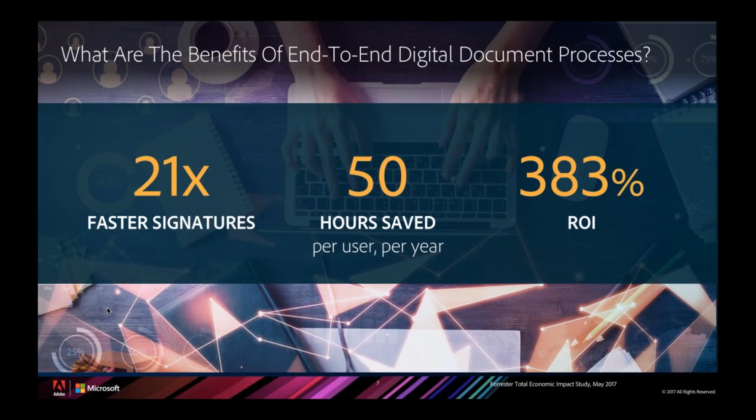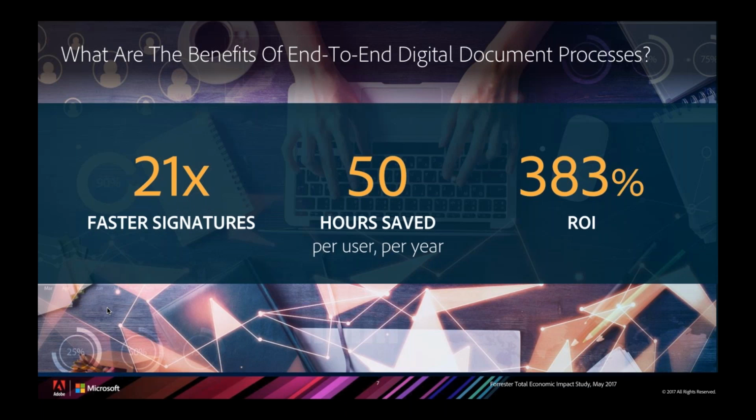And so now let's turn it around to the good side of this. Well, what is the opportunity that an end-to-end digital document process can provide you? Well, it can provide you getting signatures more than 20 times faster than you do now. And that sounds like a crazy number, but it's not. We're going to show some examples of some companies that have had sort of before and after studies, and you'll see that this number is not an exaggeration.